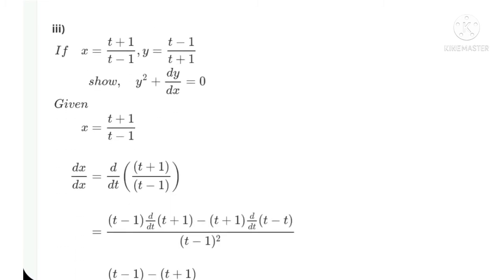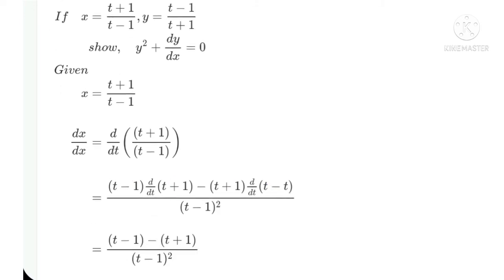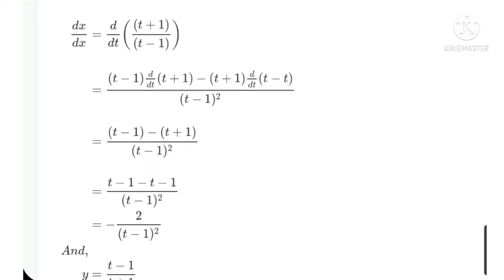See the next. If x is equal to t plus 1 upon t minus 1 and y is equal to t minus 1 upon t plus 1, then show that y square plus dy by dx is equal to 0. See, it is also easy. You write first x, taking derivative. Here you use the derivative of quotient: denominator into derivative of numerator minus numerator into derivative of denominator upon denominator square. So what happens? t minus 1 as it is, derivative of t is 1.